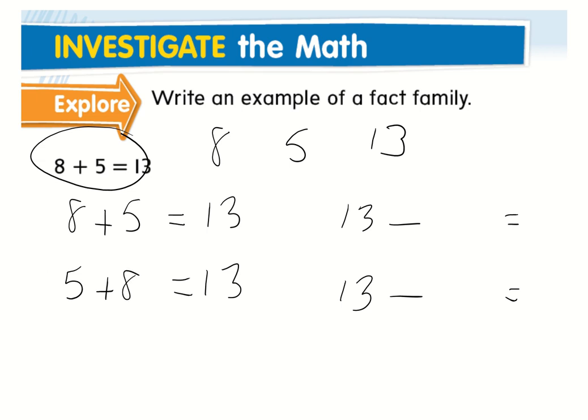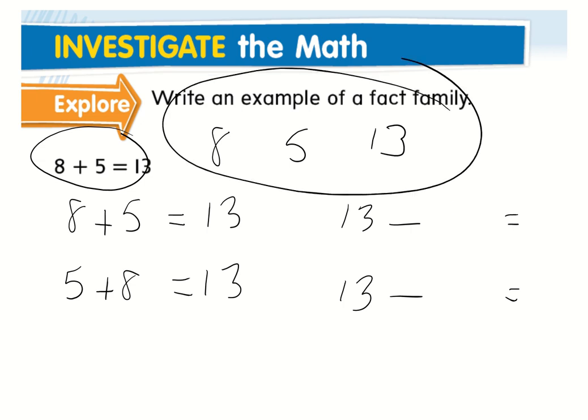And let's take a look over here. Now, we know we have to use only these 3 numbers. You can't just say 13 minus 2. You can't pull a random 2 out of nowhere. You have to use the ones that are in the family up top right there.